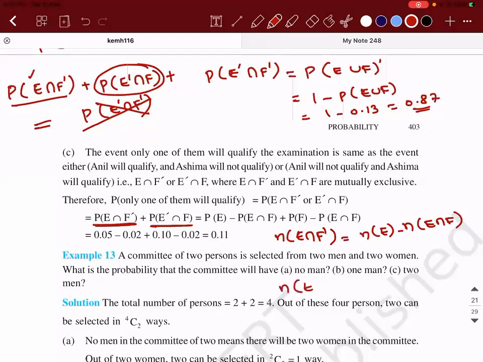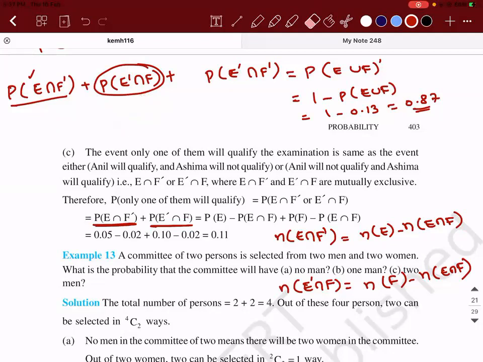Similarly, the number of elements in E dash intersection F is equal to the number of elements in F minus the number of elements in E intersection F. You know this? Yes or no? Yes, sir.